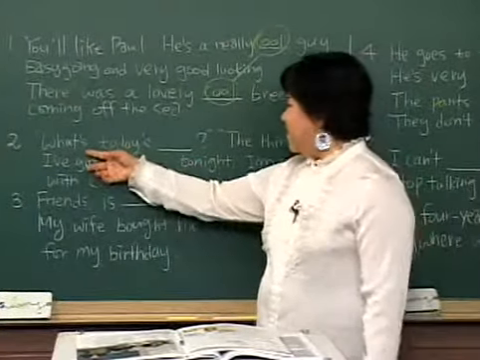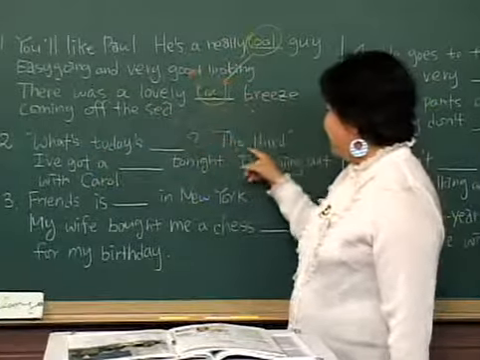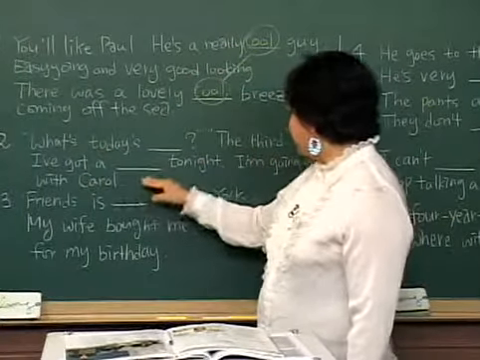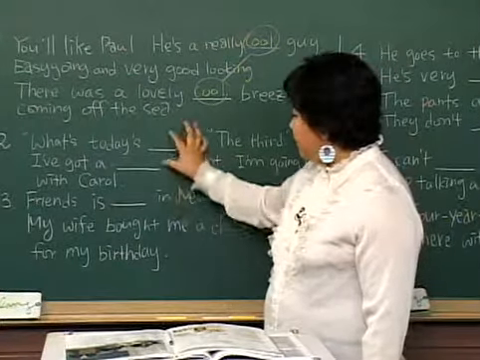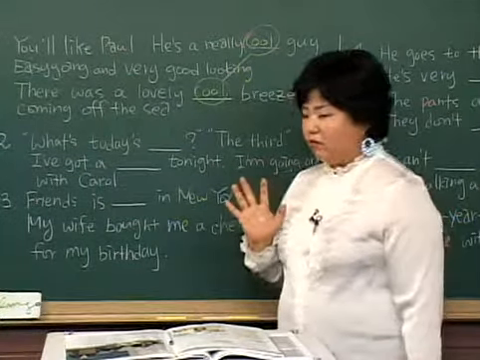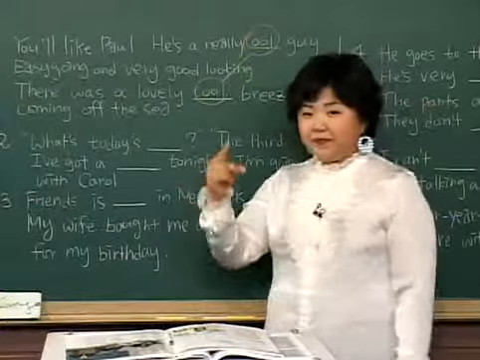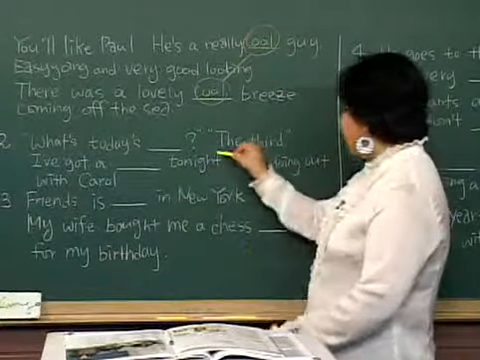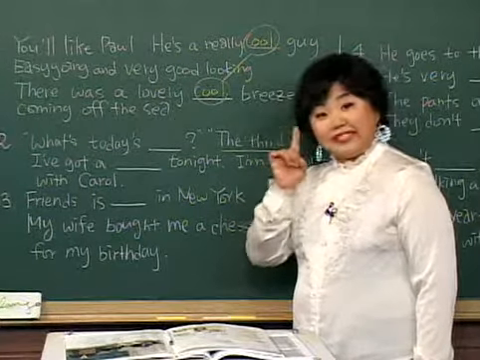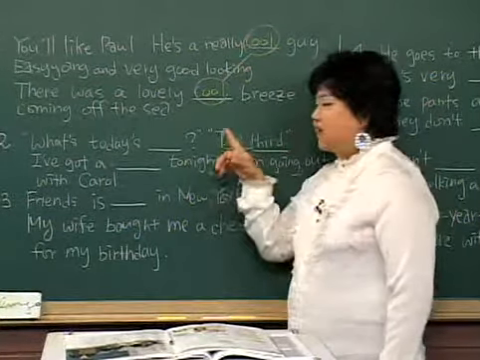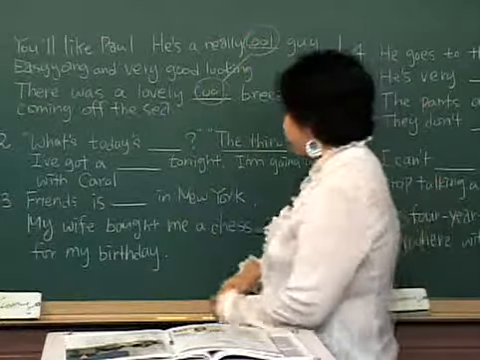Number two, what's today's The third, I've got a tonight. I'm going out with Carol. Okay? 여기 공통적으로 들어갈 homonyms 뭐가 있을까요? What's today's The third, 3일이에요, 3일. Oh, in that case, you have to ask, what's the date today? Or what's today's date, right?